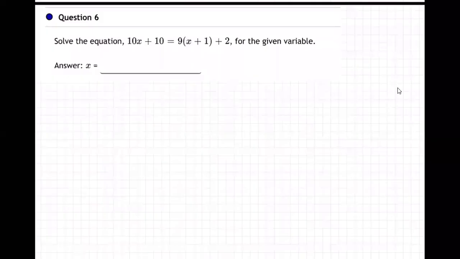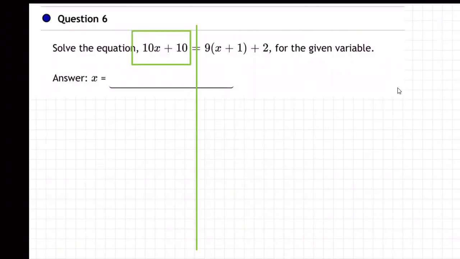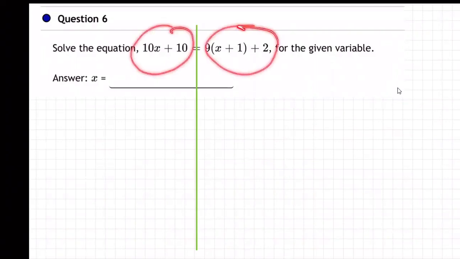Okay, so on this question, we have 10x plus 10 equals 9 parentheses x plus 1 plus 2. And we're trying to find x. So let me put in a wall of separation. The equal sign is a wall of separation between the left side and the right side. Left side and right side.